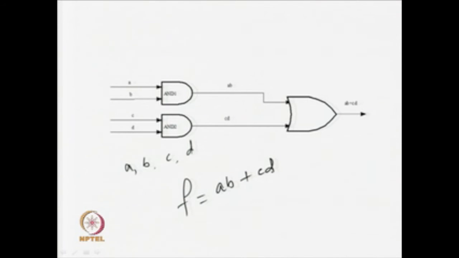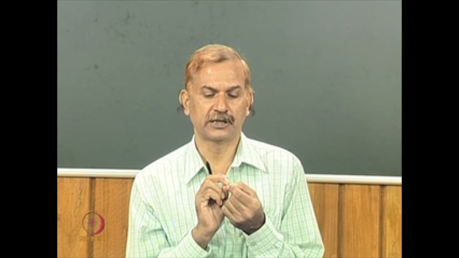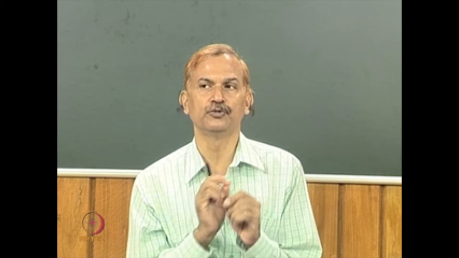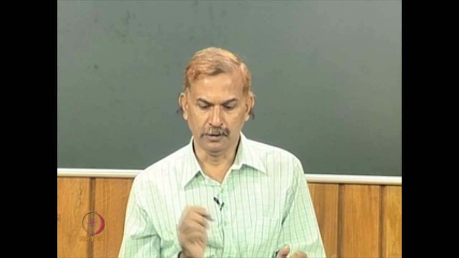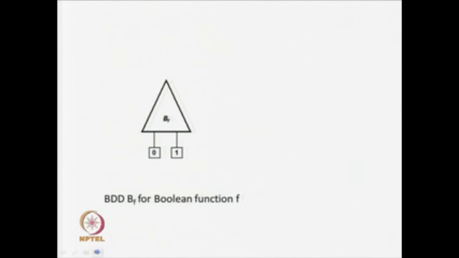You just see that if we have any Boolean circuit, any logic circuit, we can always write the Boolean expression for this particular circuit, and once we have this Boolean expression, we can always try to construct the BDD for this Boolean function. Once we have constructed the BDD, we can use it in our work. Now, we have some BDD, and we represent this BDD in a symbolic way. This triangle denotes the BDD of the Boolean function f.